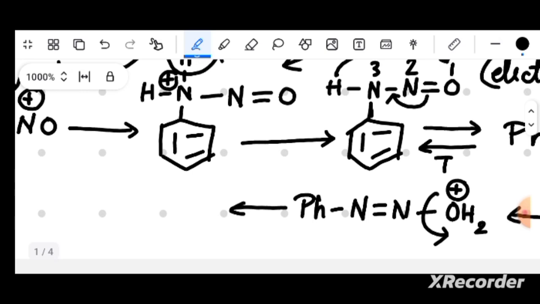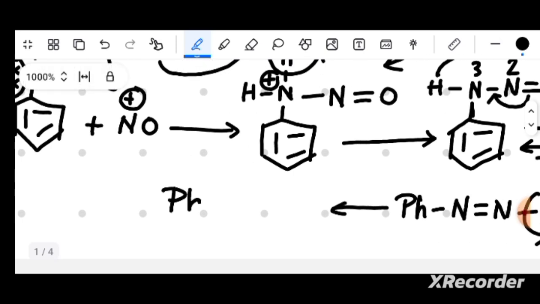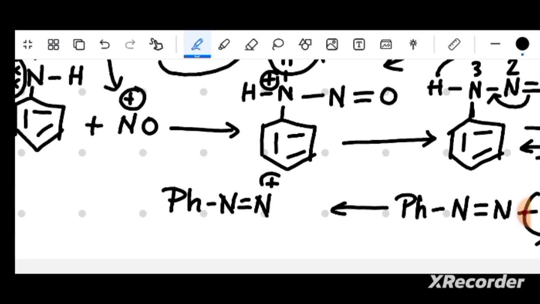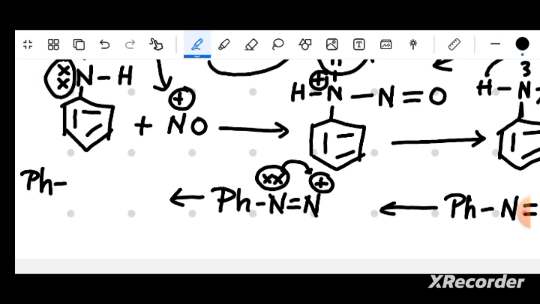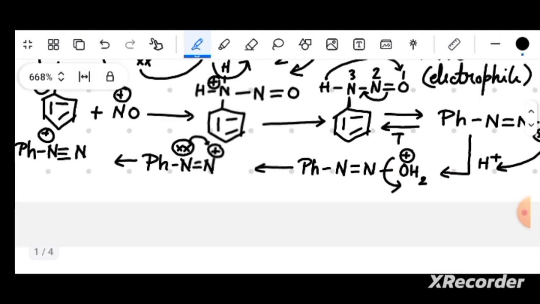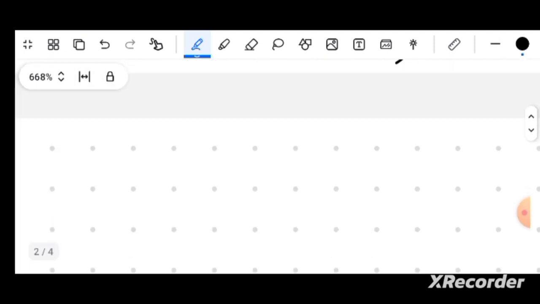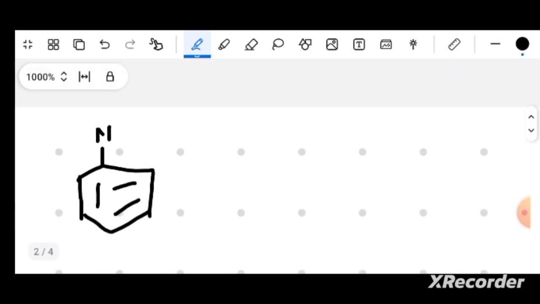Now this forms Ph N double bond N plus, and here we have the lone pair. It will give to the plus part and thereby a triple bond will form here, where Ph N, positive charge on the nitrogen, a triple bond, and N. So it looks like this here. N, triple bond, N, and we have plus.